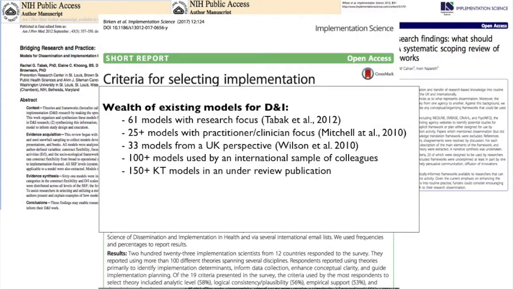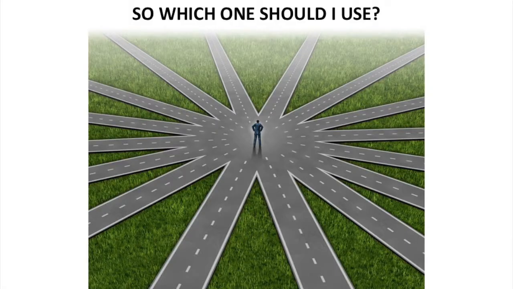And then to make it even more scary, when you are first starting to look at D&I models, this is just based on personal communication with colleagues from Canada. They are in the process of publishing a paper. They found 150 plus KT models. So try to look at the ones that exist. Don't try to invent your own. And then the question is, so which one should I use?